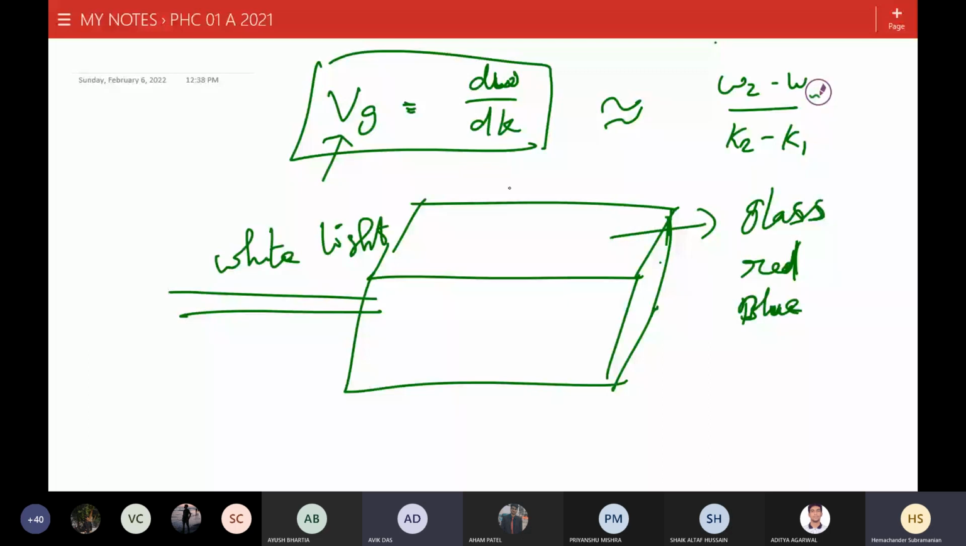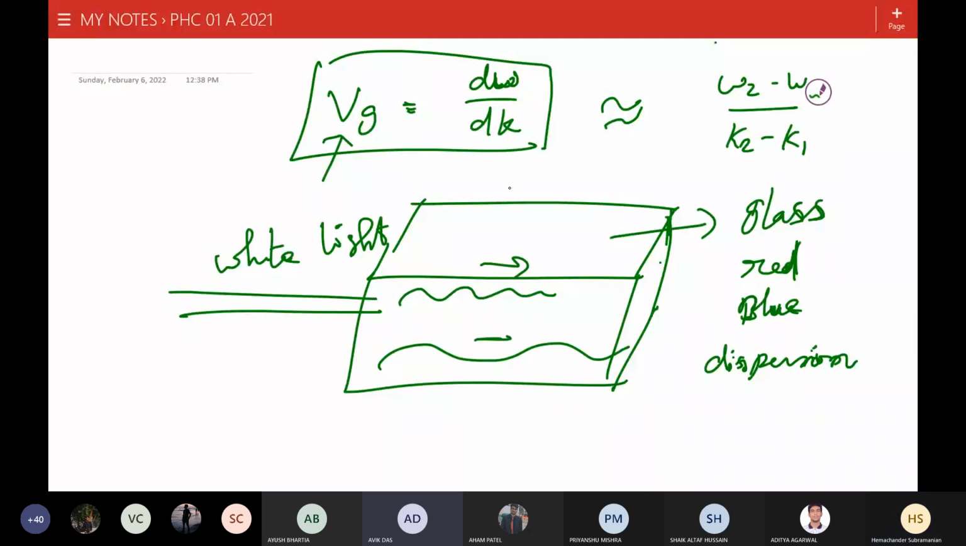So there'll be something called dispersion, which means some of the waves would travel faster and some of the waves would travel slower, right? Outside in free space, the white light, all the waves have the same velocity. The blue light, red light, all the lights have the same velocity. But inside the glass, red light and blue light have different velocities.